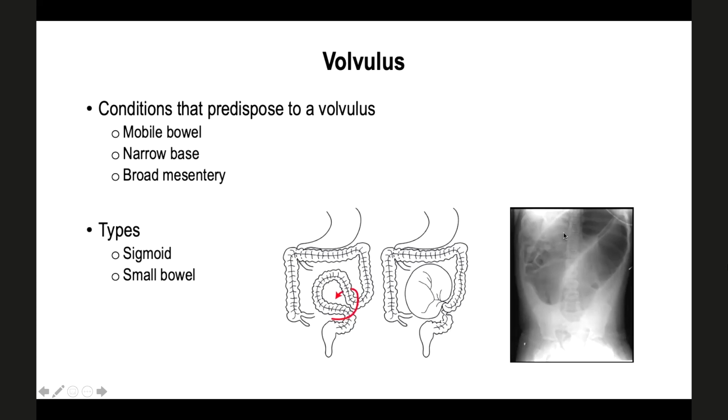In the sigmoid colon, you have this very characteristic appearance. This image that you see here is a very characteristic appearance of a sigmoid volvulus. Who would like to tell me what this characteristic appearance is? What does it look like?